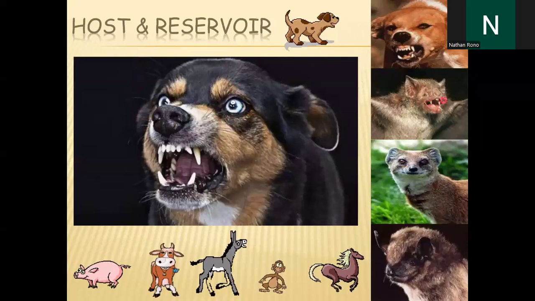So here's a dog. These are also other reservoirs. We have dogs. This is a bat. Pigs, cattle, donkey, monkey, horse. What is this? This is a bat. What animal is this? Who knows what animal this is?